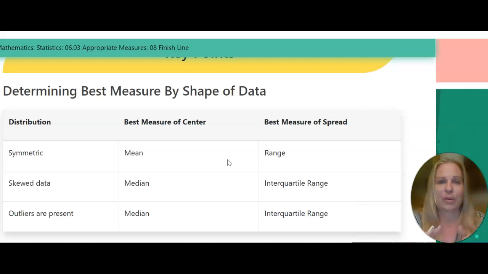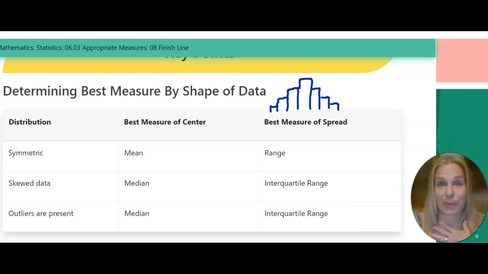Whether the measurement that we use is going to depend on what our data looks like. We have data that can be symmetric or skewed, right? So let me show you an example of each. Symmetric would be like a bar graph that looks like this. A histogram, right? We're talking numerical here. This is all for numerical data.